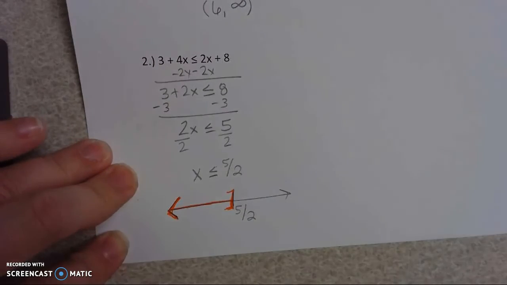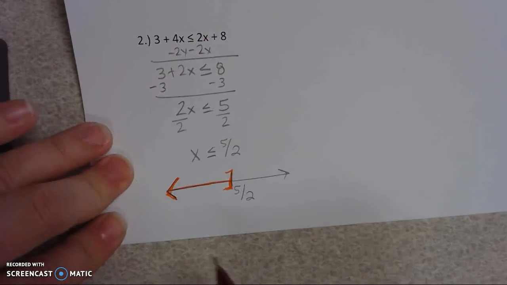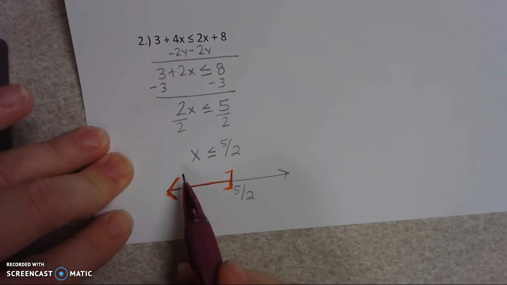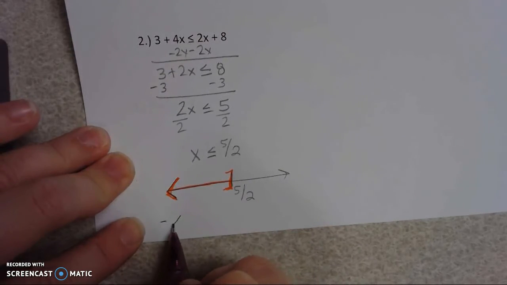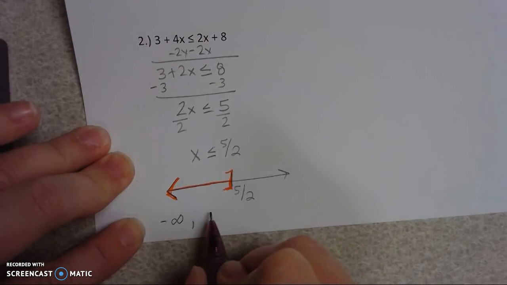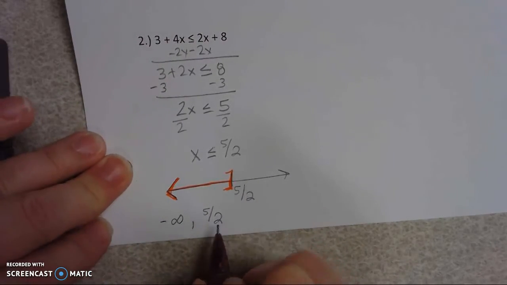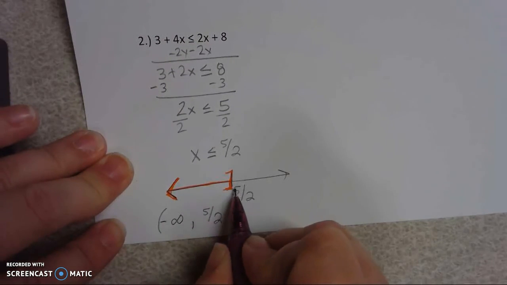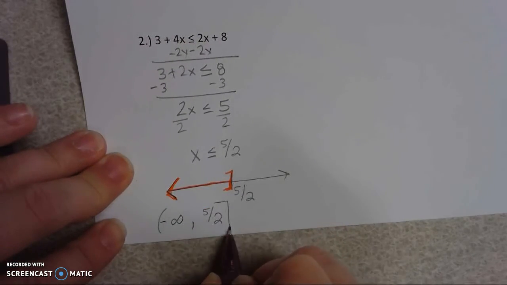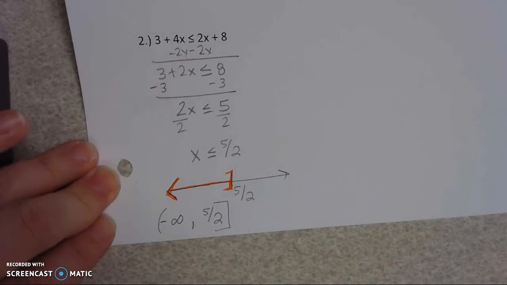Now if I want to write an interval notation, it should match my graph. So the thing shaded furthest to the left, or the smallest thing that's shaded, is negative infinity, and I go up to 5/2. Infinities always get a parenthesis, and then since there's a bracket on 5/2, I'm going to put a bracket on the 5/2 in my interval notation.